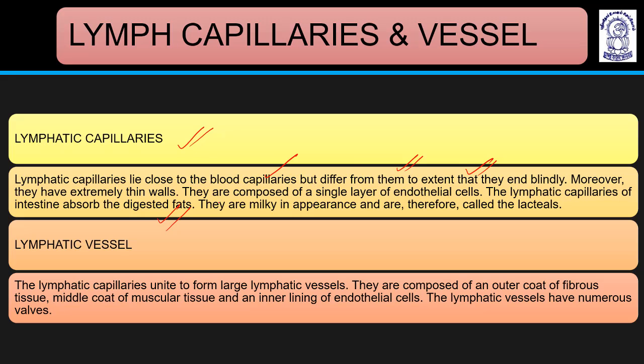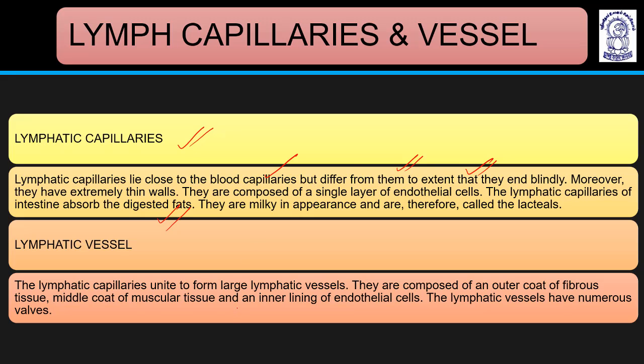Lymphatic capillaries lie close to the blood capillaries but differ from them to the extent that they end blindly. Moreover, they have extremely thin walls. They are composed of a single layer of endothelial cells. The lymphatic capillaries of the intestine absorb digested fats. They are milky in appearance and therefore called lacteals.